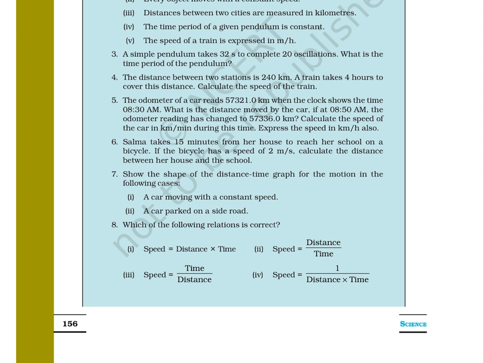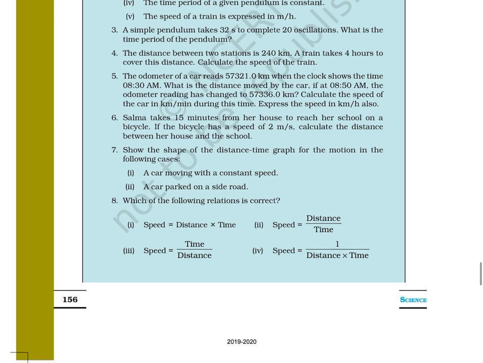6. Salma takes 15 minutes from her house to reach her school on a bicycle. If the bicycle has a speed of 2 meters per second, calculate the distance between her house and the school. 7. Show the shape of the distance-time graph for the motion in the following cases. 1. A car moving with a constant speed. 2. A car parked on a side road.